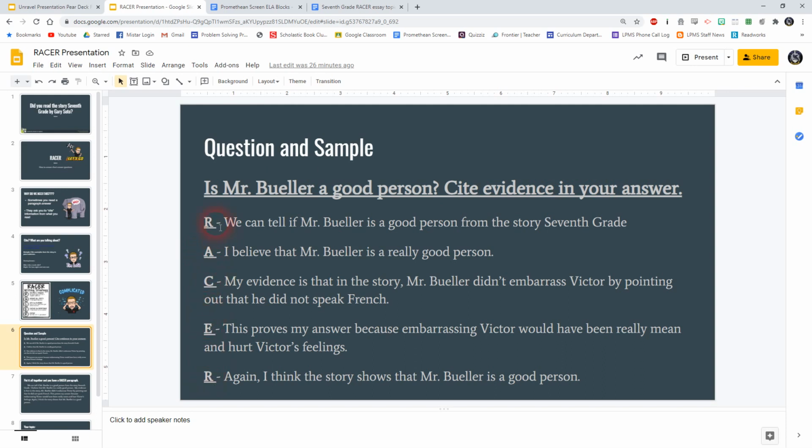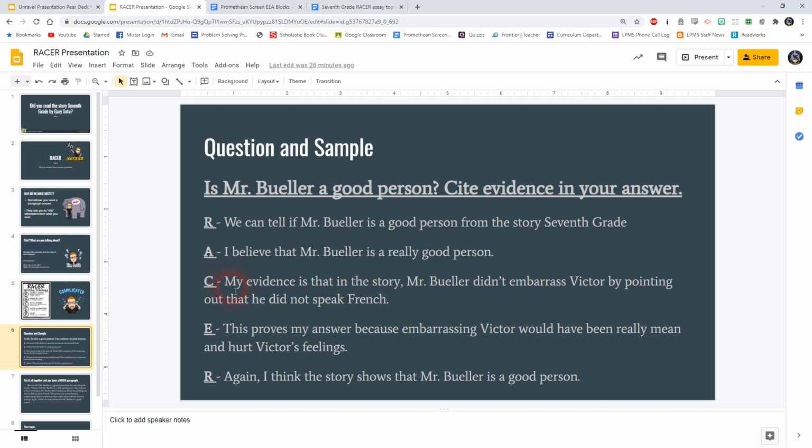R-A-C-E-R down the side of my screen here. I'll show you that; maybe if you want, you can do the same. And then for each one, there's a sentence. Let's start with restating the question. We can tell if Mr. Bueller is a good person from the story 7th grade. So I restated the question there. Let me do A. Answer the question. I believe Mr. Bueller is a really good person. Now, like I said, a lot of kids stop there, but that's not good enough. Let's cite evidence.